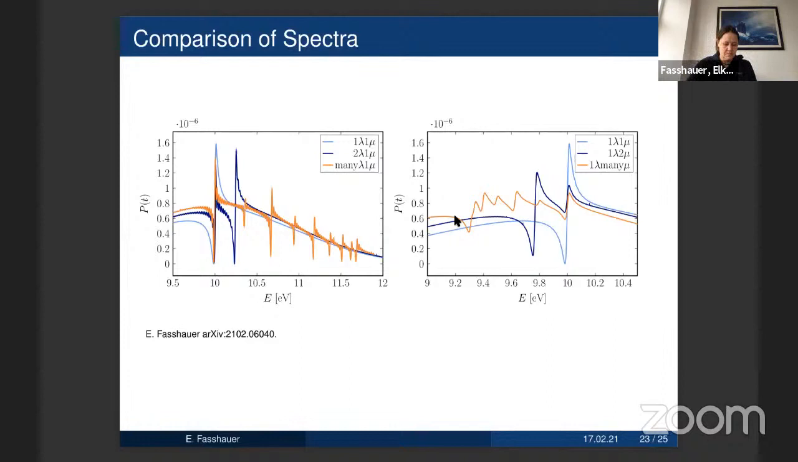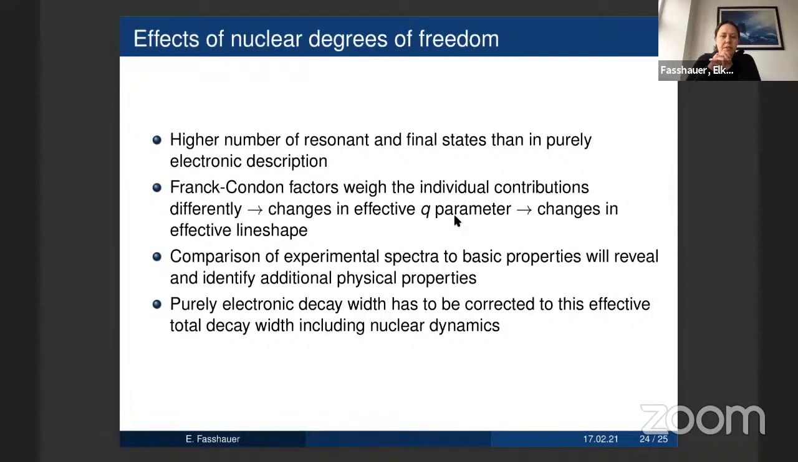So to conclude, it seems I have a lot of time left, but well, we have a higher number of resonant and final states than in pure electronic description at a reasonably small energy interval, which is clear because we are dealing with molecules. Then the overlap integrals weigh all the different contributions individually, and we get different effective Q parameters, which changes the line shape.